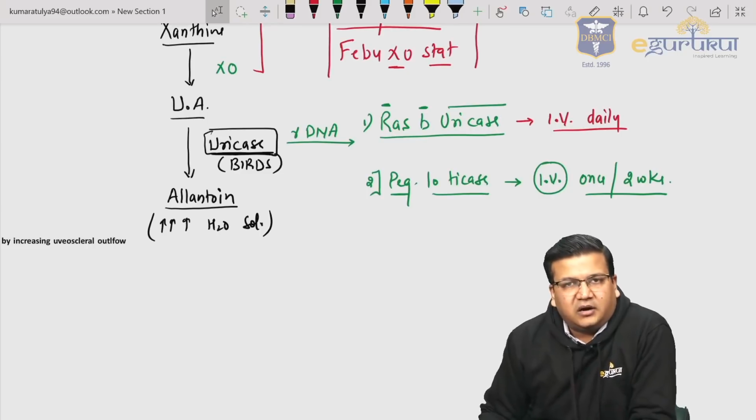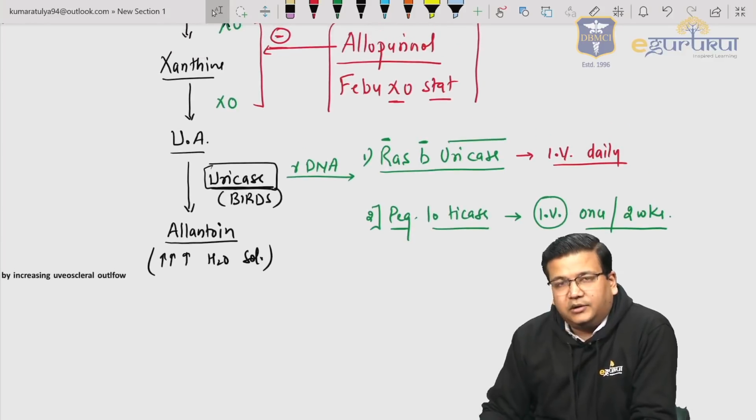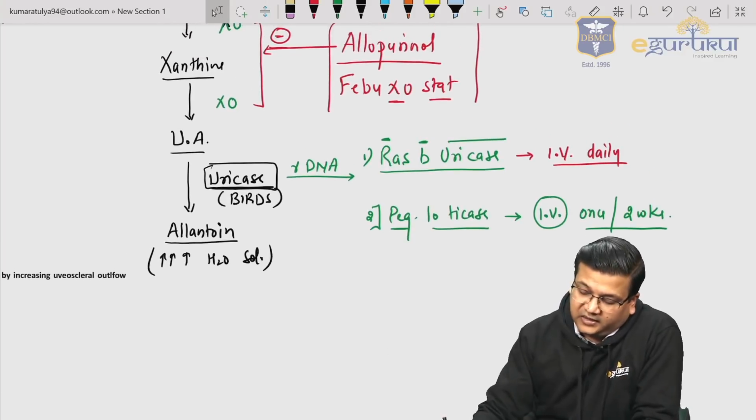When the drug becomes bigger in size, its renal excretion decreases and that makes the drug longer acting. So pegloticase can be given IV again, the route will remain IV, but now the drug is given once in 2 weeks. Once in 2 weeks instead of daily. Pegloticase is the same drug as resbuticase, but it is much longer acting, and that is why it can be given once in 2 weeks. So this is what pegloticase and resbuticase is. Both are IV given drugs.